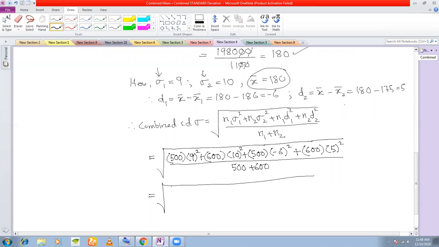Square root of, you can take 500 common from this and this: 500 times 9 square plus minus 6 square, and from these two you can take 600 common: 10 square plus 5 square, divided by 500 plus 600.